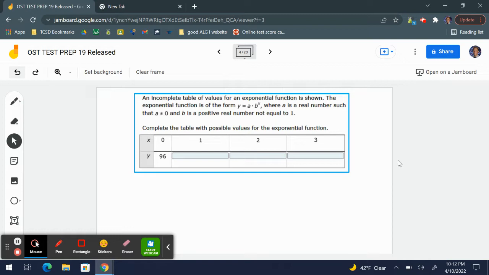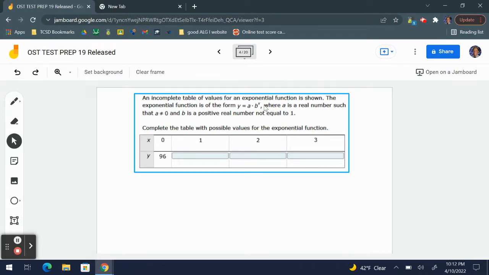So here we go. An incomplete table of values for an exponential function is shown. The exponential function is of the form y equals a times b to the x power, where a is a real number such that a can never equal 0, and b is a positive real number not equal to 1. Complete the table with possible values for the exponential function.